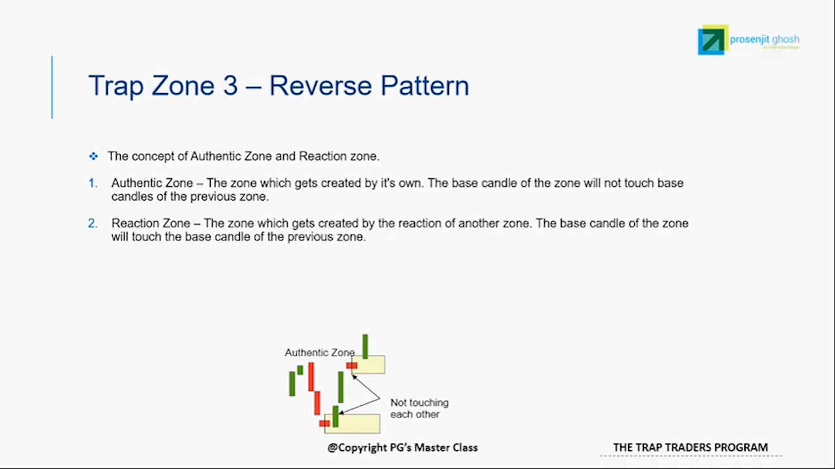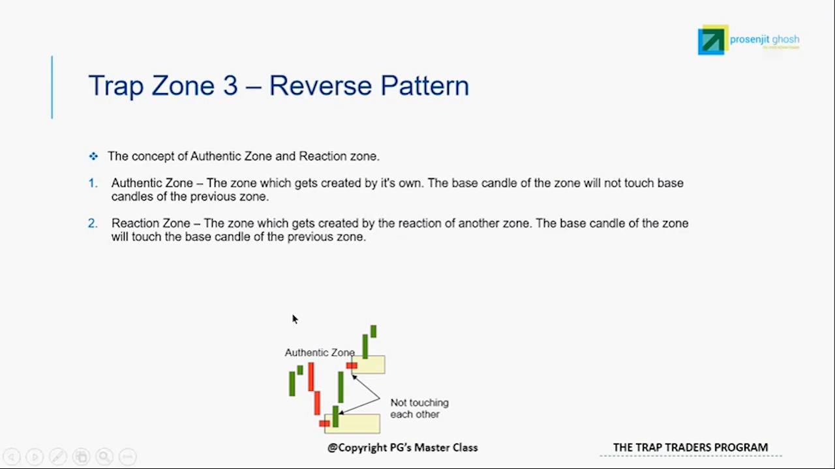There can be a drop candle, that's absolutely okay, but there cannot be a supply. When we are considering supplies, we look only at supplies. When we are considering demands, we look only at demands. One demand touching another demand will tell me whether the zone is reaction or authentic. One supply touching another supply will tell me whether the supply zone is authentic or reaction. Demand touching supply is not a reaction.